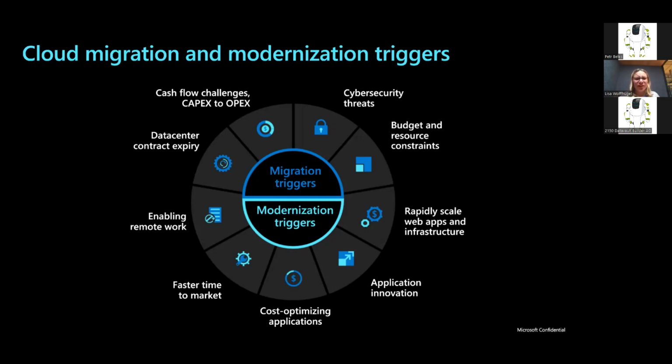Most of the time, organizations are willing to migrate and modernize because of these different triggers. You have either your data center contract that expires, or you want to move from capex to pay-as-you-go opex. There is more and more security, so you want to have a better security posture. So that's why you think about migrating to the cloud. Or you have different budget and resource constraints. Obviously, remote working over these last few years has also been a trigger to migrate to the cloud and to modernize applications.